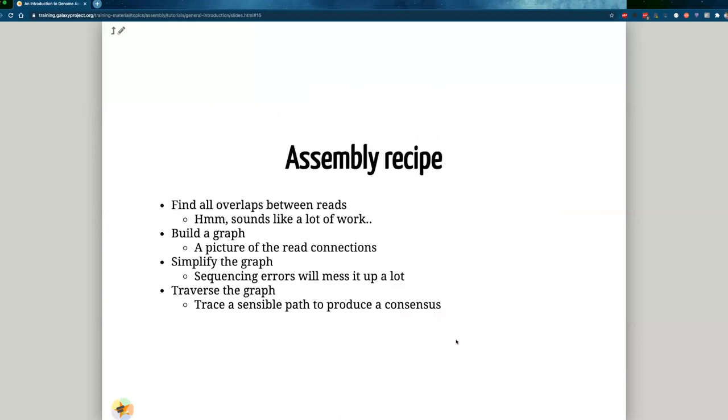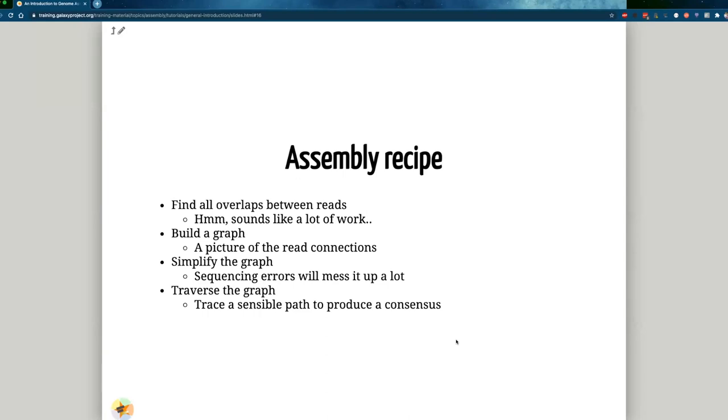But we have a basic recipe that we can follow to help us. So one of the things we will do is we will find all the overlaps between the reads. We'll see where each read overlaps all the other ones. That sounds like a lot of work, especially for millions and millions of reads. And then we're going to build a graph, which is a picture of the read connections. So we're going to place a read on the table, and then we're going to place another read on the table, and then we'll draw a connection between it. And then we'll add another read and draw the connections in, and add another read and draw the connections in. And so we'll slowly, slowly build up this giant picture of all of the reads and then all of their connections to one another. And so we call this thing a graph.